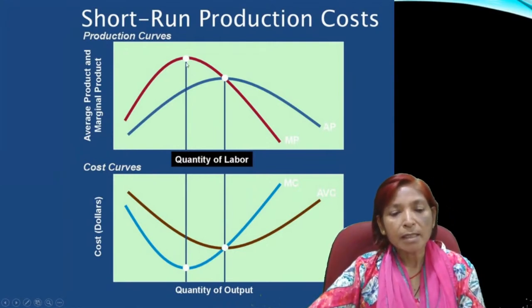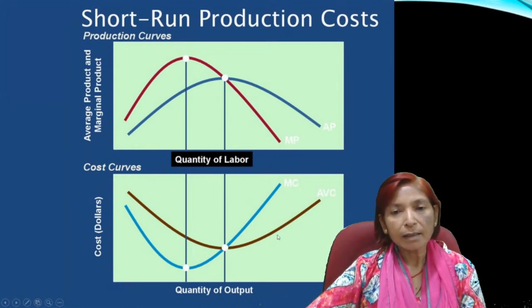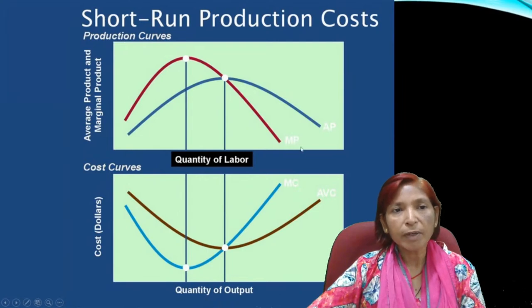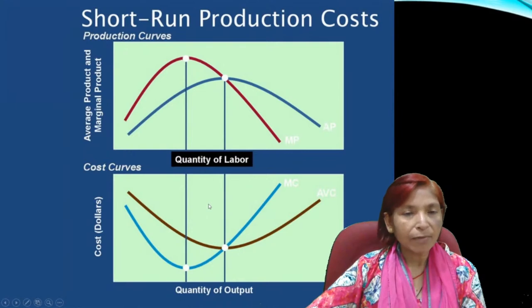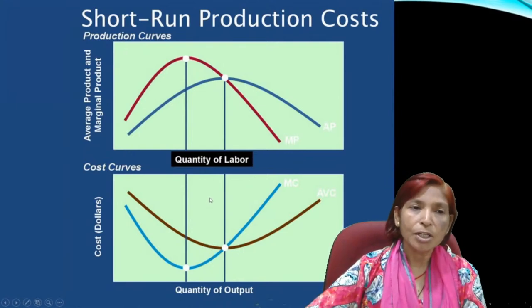Where MP is maximum, MC is minimum. Where MP and AP are equal, MC and AVC are also equal. When AVC starts rising, MC rises before AVC. So this is the relationship between production curves and cost curves. And we can derive cost curves with the help of production curves.